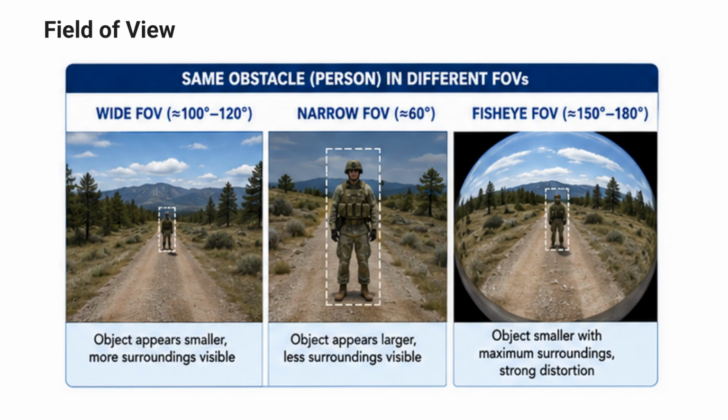With a fisheye FOV, the camera captures the maximum surrounding area, but the soldier appears smaller and the image becomes curved and distorted. This shows the key trade-off. Wider views improve awareness, while narrower views provide better detail on the target.